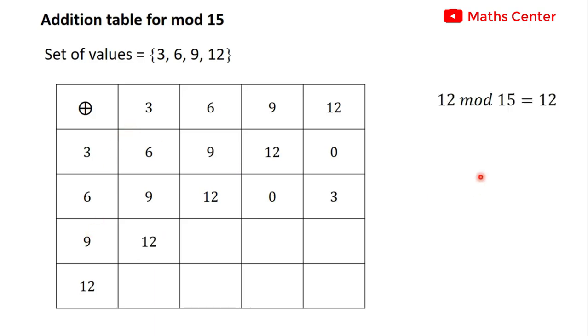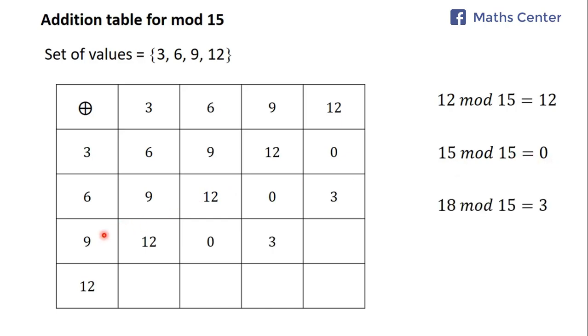Let's move on to the next rule. 9 plus 3 is 12. 12 mod 15 is 12. 9 plus 6 is 15. 15 mod 15 is 0. 9 plus 9 is 18. 18 mod 15 is 3. 9 plus 12 is 21. 21 mod 15 is 6, because 21 divided by 15 will give us 1 remainder 6. Or if you want to use the trick that we have learned, you subtract 15 from 21 and you get 6. So 21 mod 15 is 6.